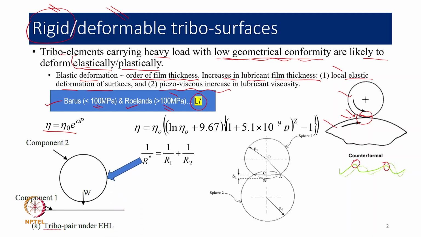And we are also going to study the elastic deformation. This is delta 1, and the same thing for delta 2. That means this sphere under load is going to deform by a deformation delta 1.